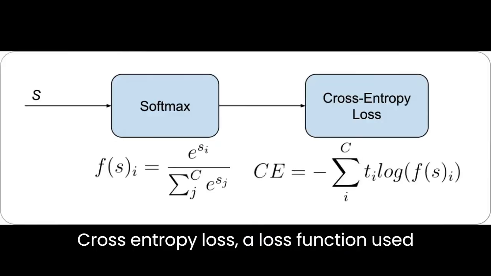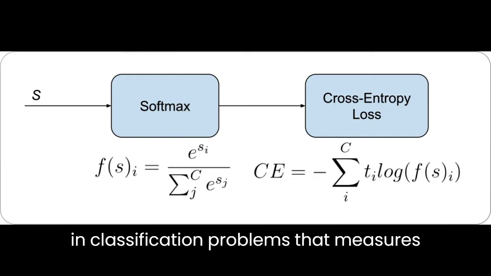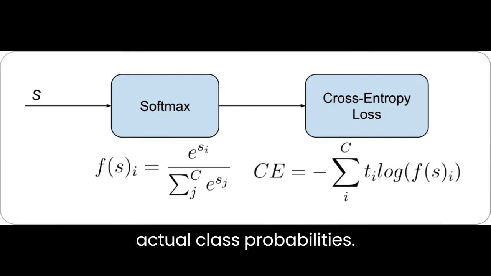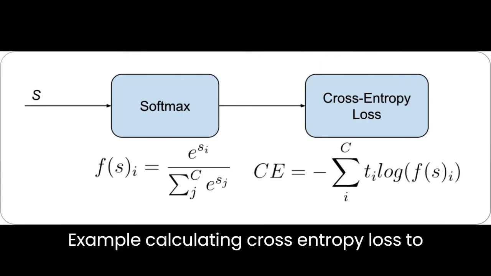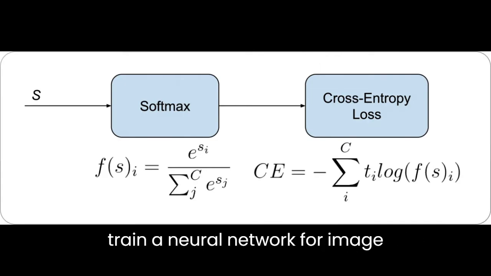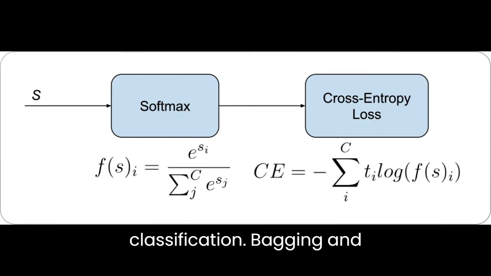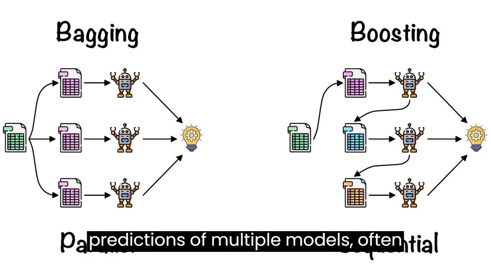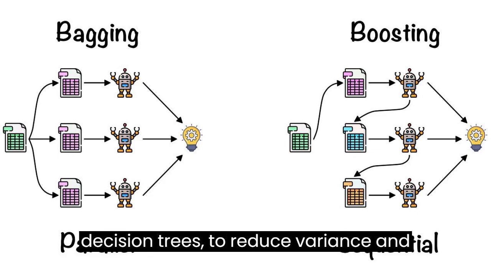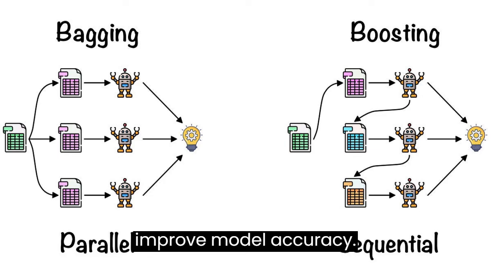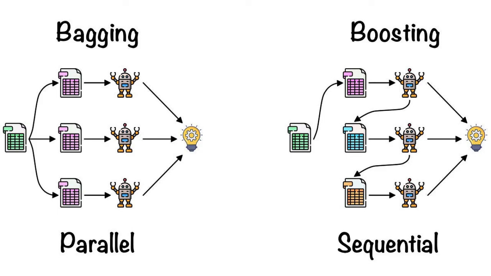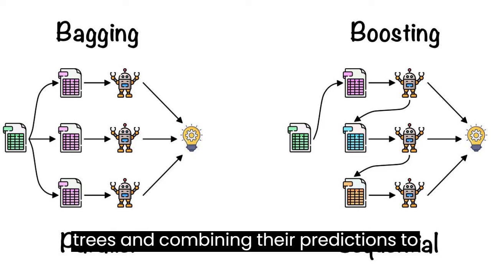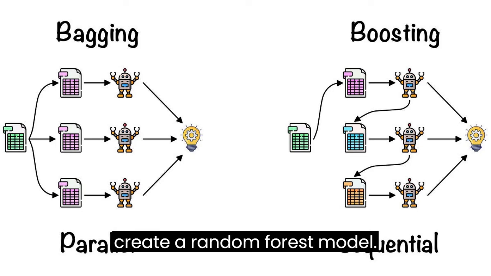Cross-entropy loss, a loss function used in classification problems that measures the dissimilarity between predicted and actual class probabilities. Example: calculating cross-entropy loss to train a neural network for image classification. Bagging, an ensemble technique that combines the predictions of multiple models, often decision trees, to reduce variance and improve model accuracy. Example: building an ensemble of decision trees and combining their predictions to create a random forest model.